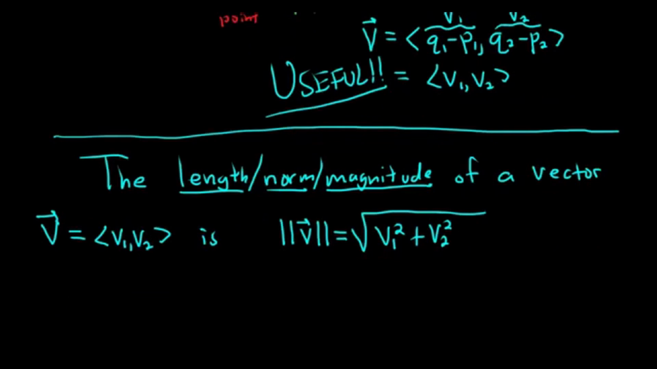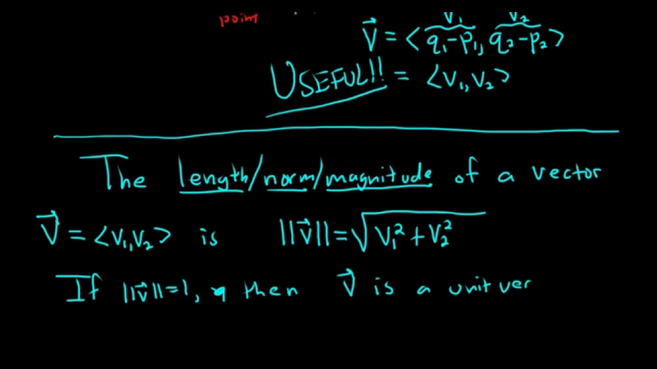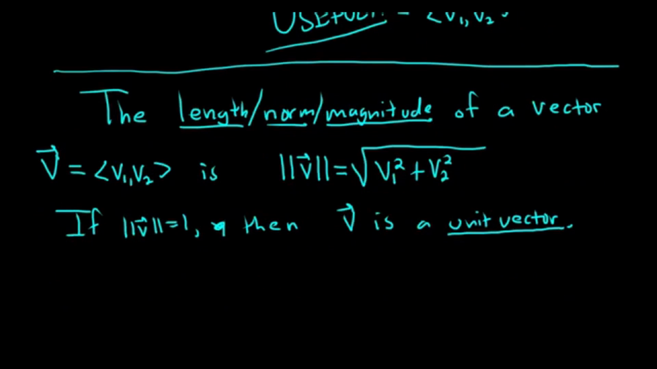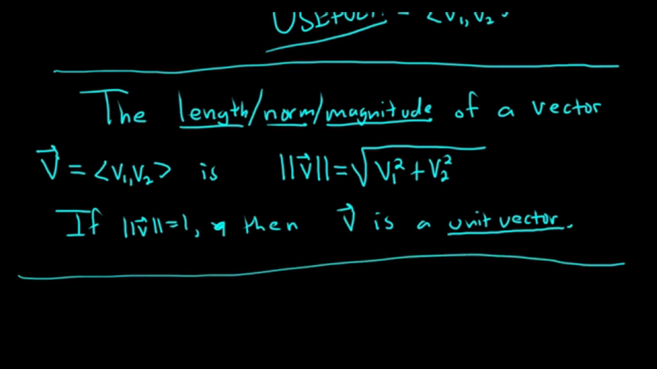If the magnitude is 1, or the norm is 1, or the length is 1, depending on what you want to call it, then v is a unit vector. Really important. And the reason it's important is because unit vectors are nice. Whenever you have 1 as the magnitude, it simplifies the formulas tremendously.